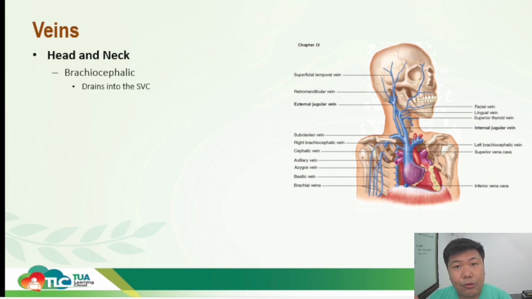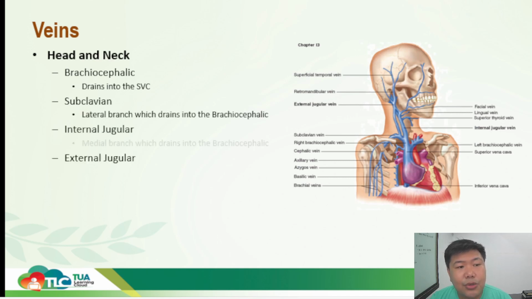So we are now talking about veins, okay? So all blood gathered by the brachiocephalic vein will be brought into the superior vena cava. Again, the superior vena cava receives blood from the upper half of the body. Next, we have the subclavian vein. And the subclavian vein and the internal jugular vein both drain into the brachiocephalic.